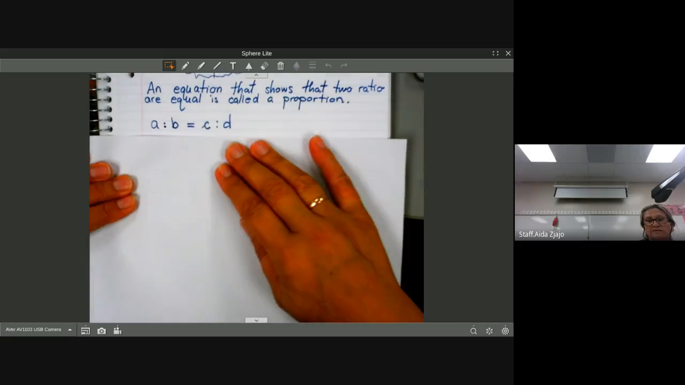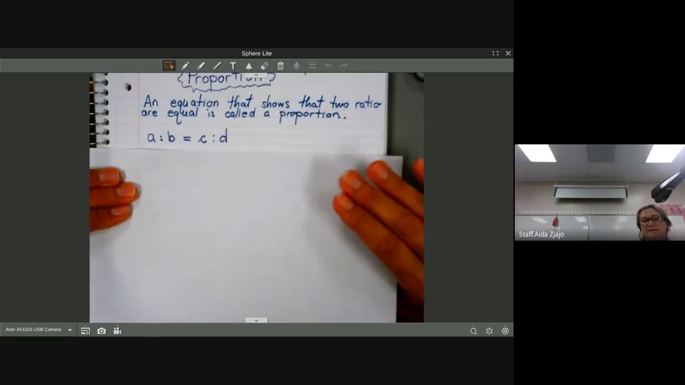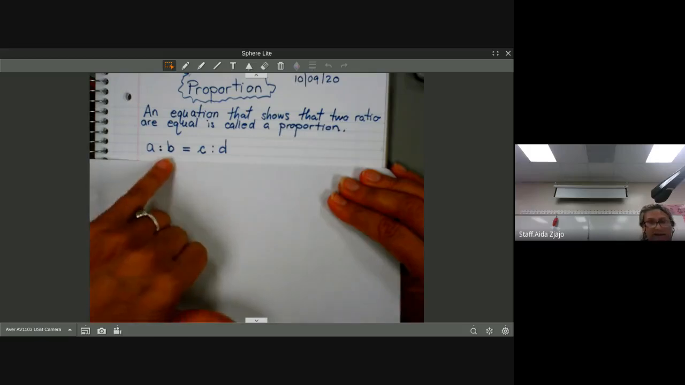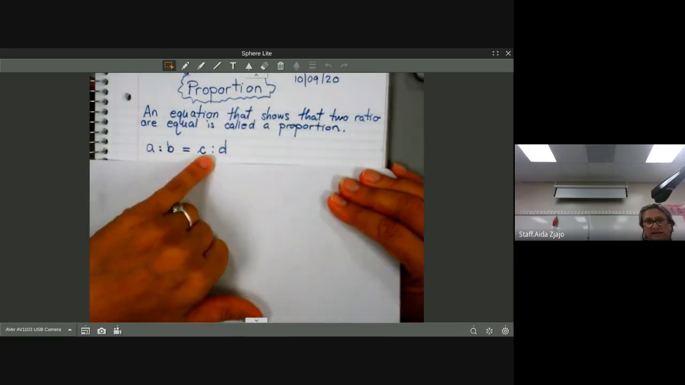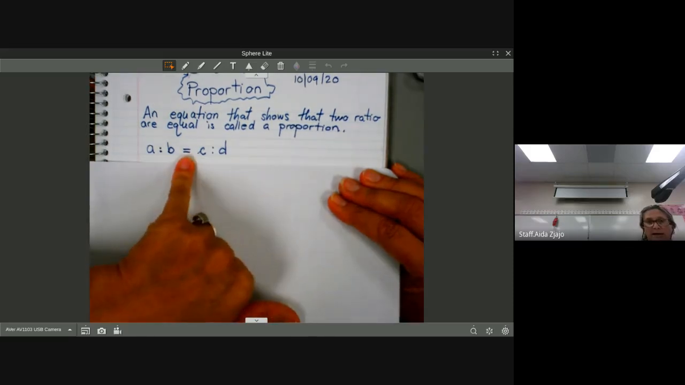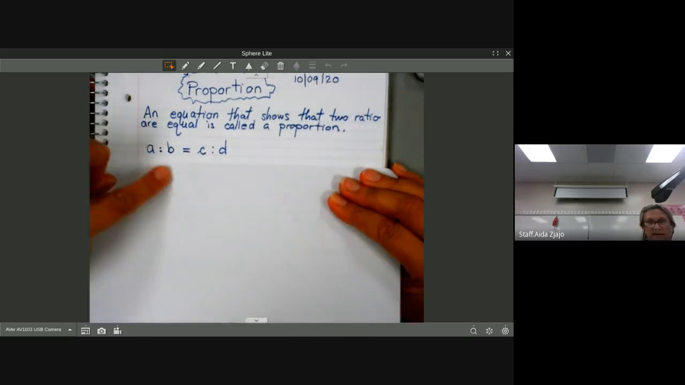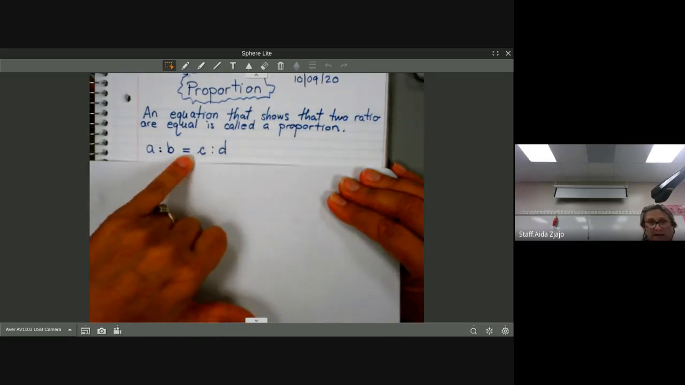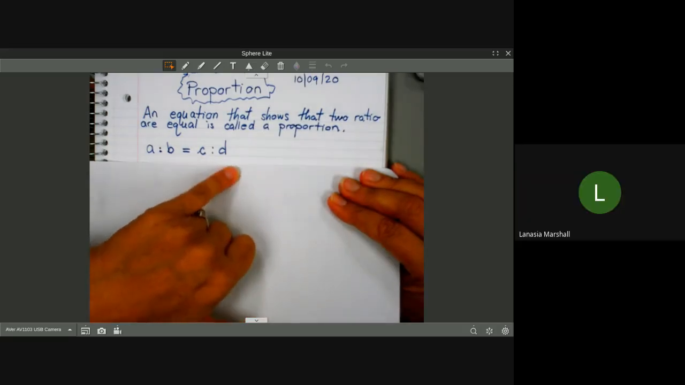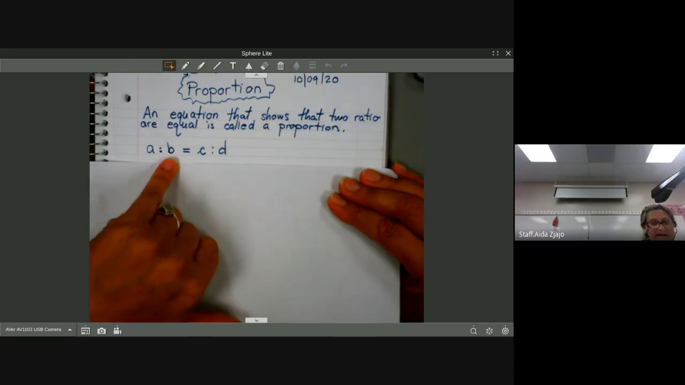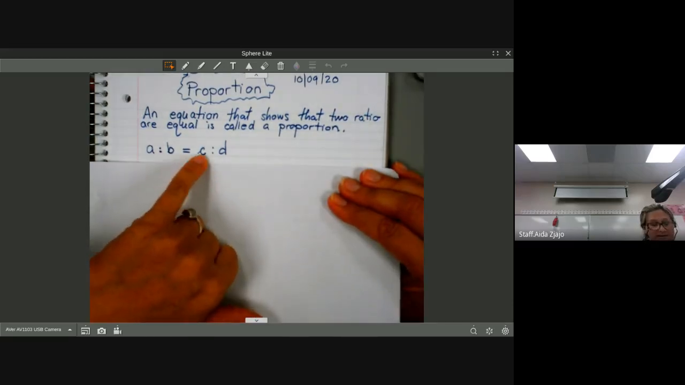I'm going to move this so you can see the title. If you need to take a note, please go ahead and do so. Okay. A to B is the same as C to D. The equal sign, in math, we read as "is the same as." So this side is the same as that side. What that means is the proportion between A and B is going to be the same as the proportion between C and D.